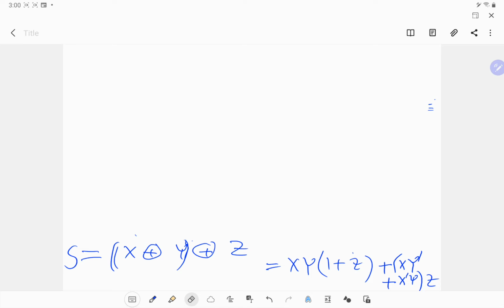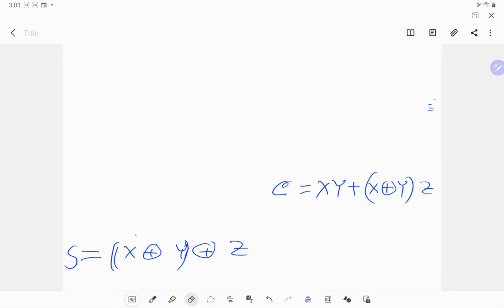Now we get C equals xy plus z(xy' + x'y). We know 1 plus z equals 1, so we have only xy here, and on the other side xy' plus x'y gives us an exclusive OR, and we have the z there. These two equations now we want to implement.